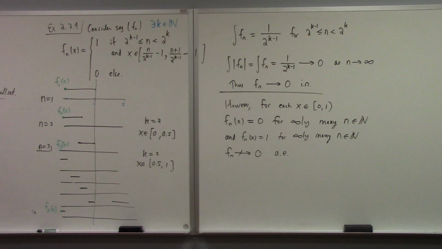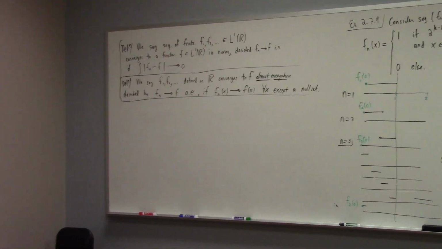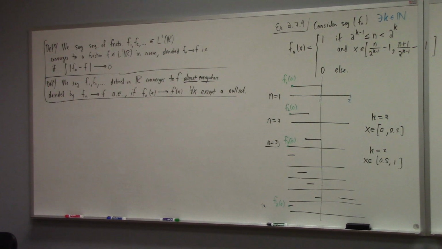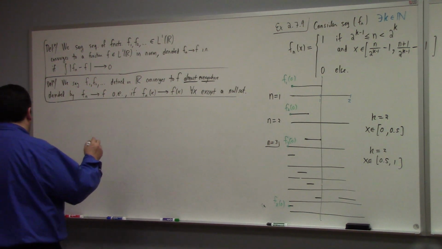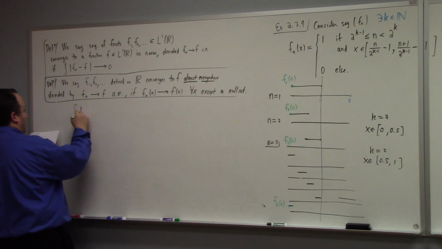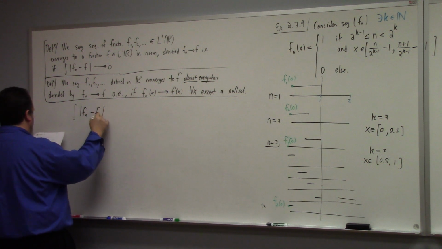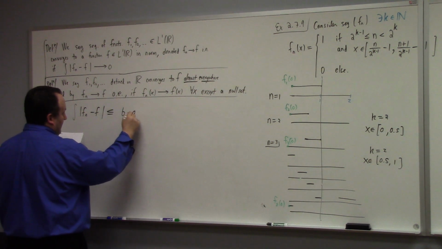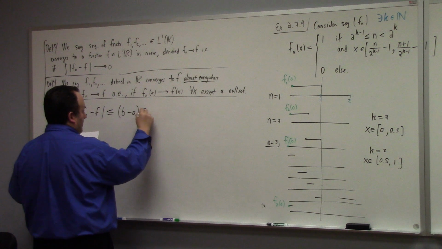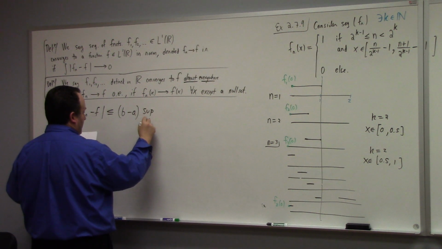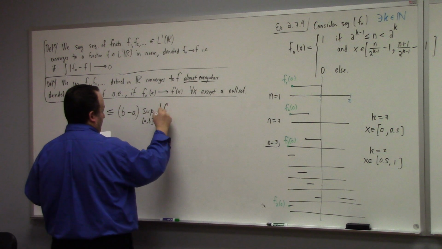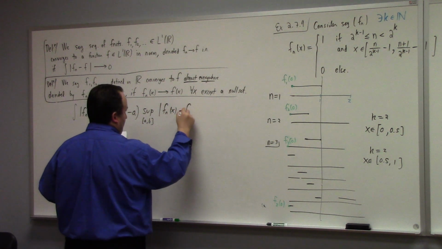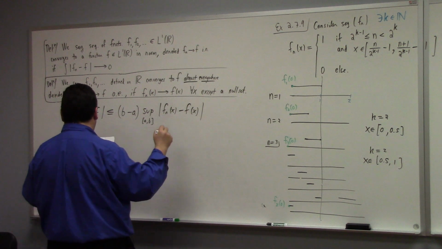And here he says in this case, we have the integral of the absolute value of Fn minus F is less than or equal to b minus a times the supremum over a to b of the absolute value of Fn of x minus f of x, which goes to 0.